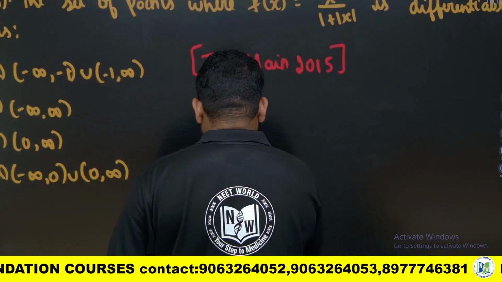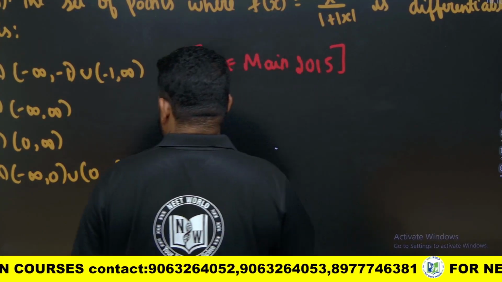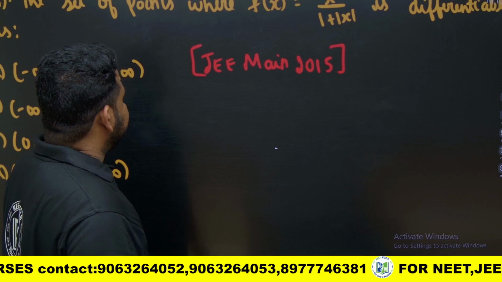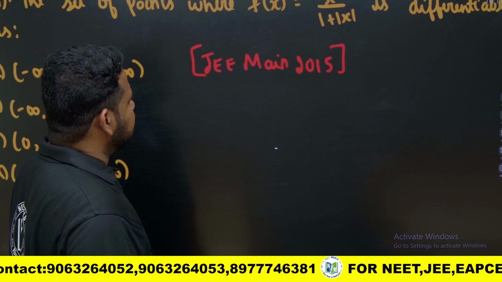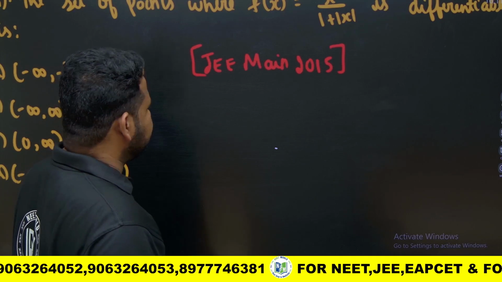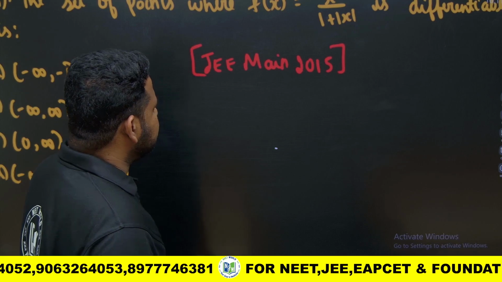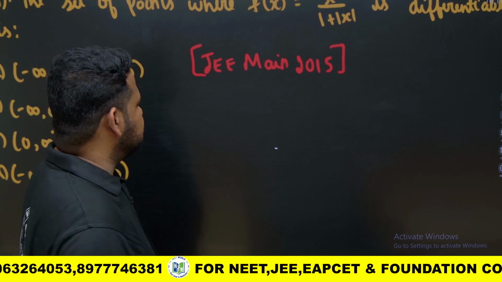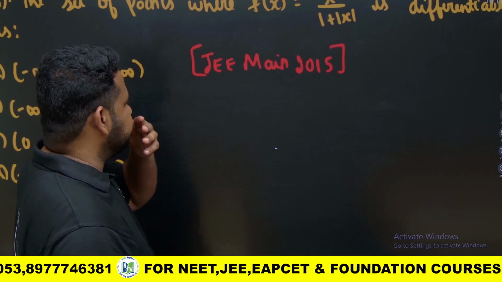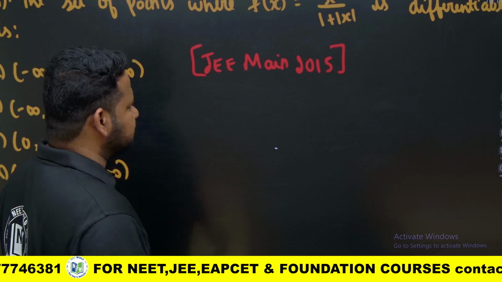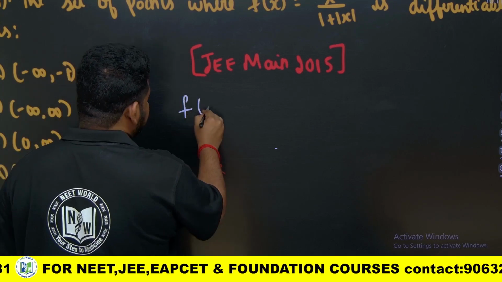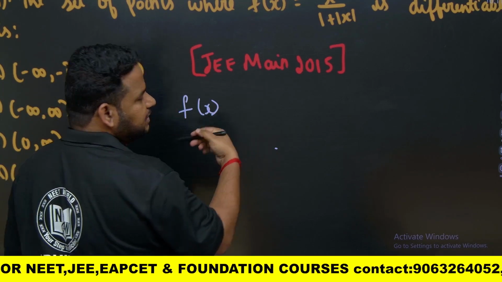Let us see this question. They are asking for the set of points where f of x is equal to x by 1 plus mod x is differentiable. So here mod x is given, and it is simple. We have to split the function. So f of x is given, and they are asking at which points it is differentiable.